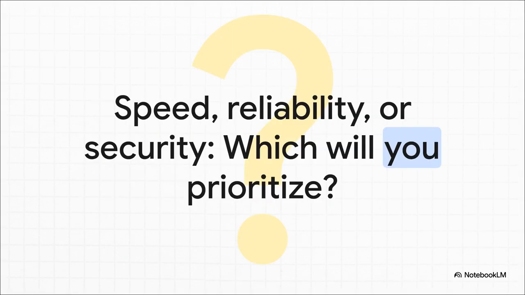So, when you boil it all down, every single click is this incredibly complex dance between three things: speed, reliability, and security. And sometimes, making one better can affect the others. As the world gets more and more connected, the big question for all of us is, how do we find the right balance? Which one will you prioritize?